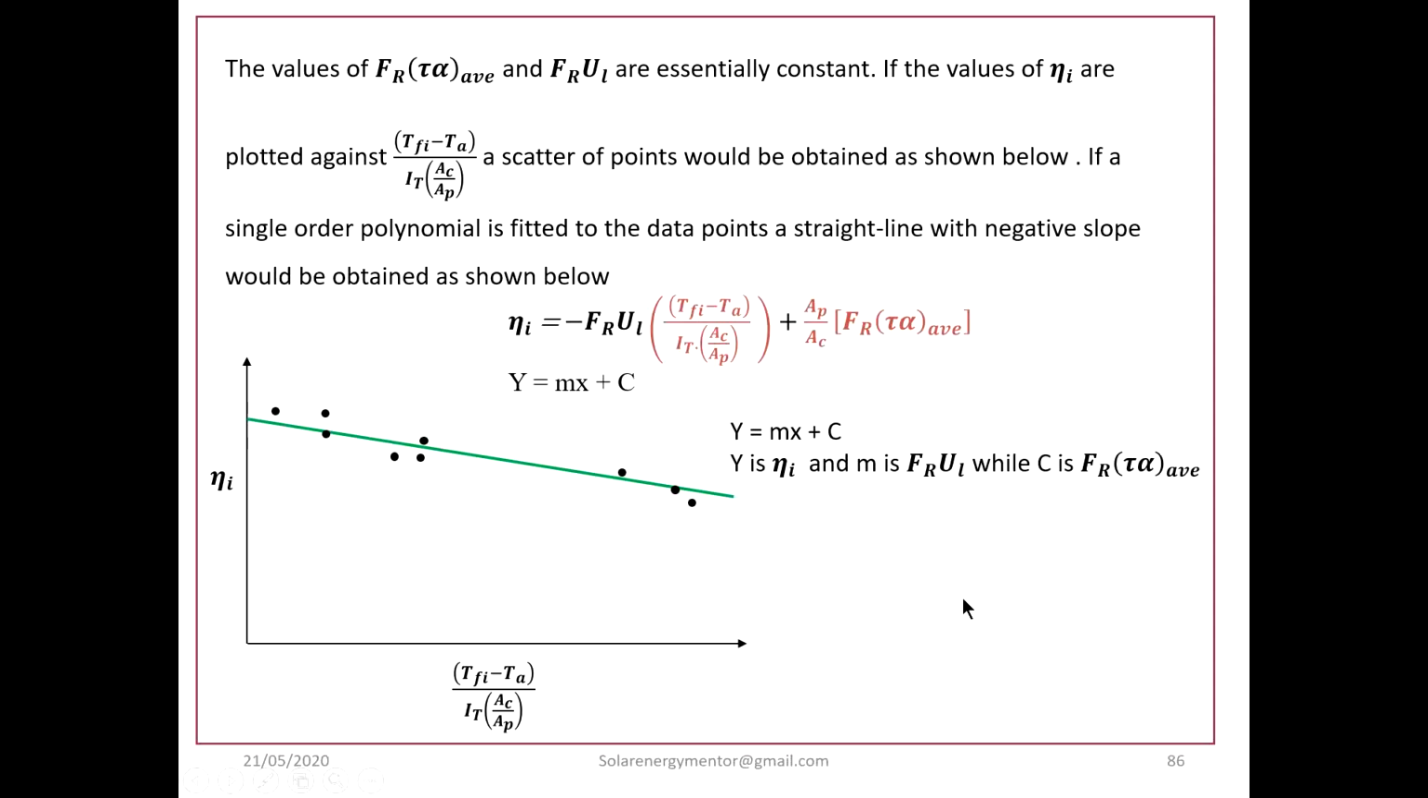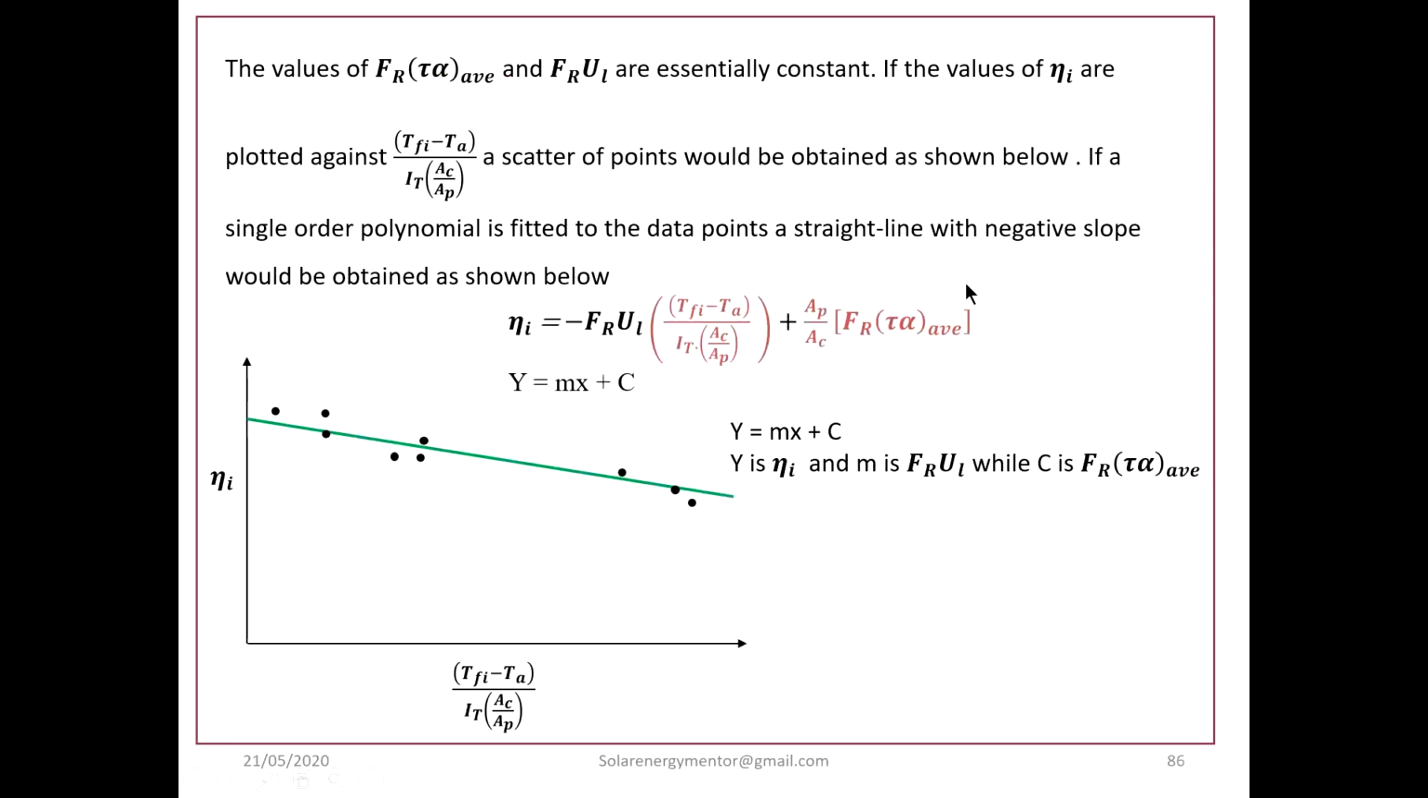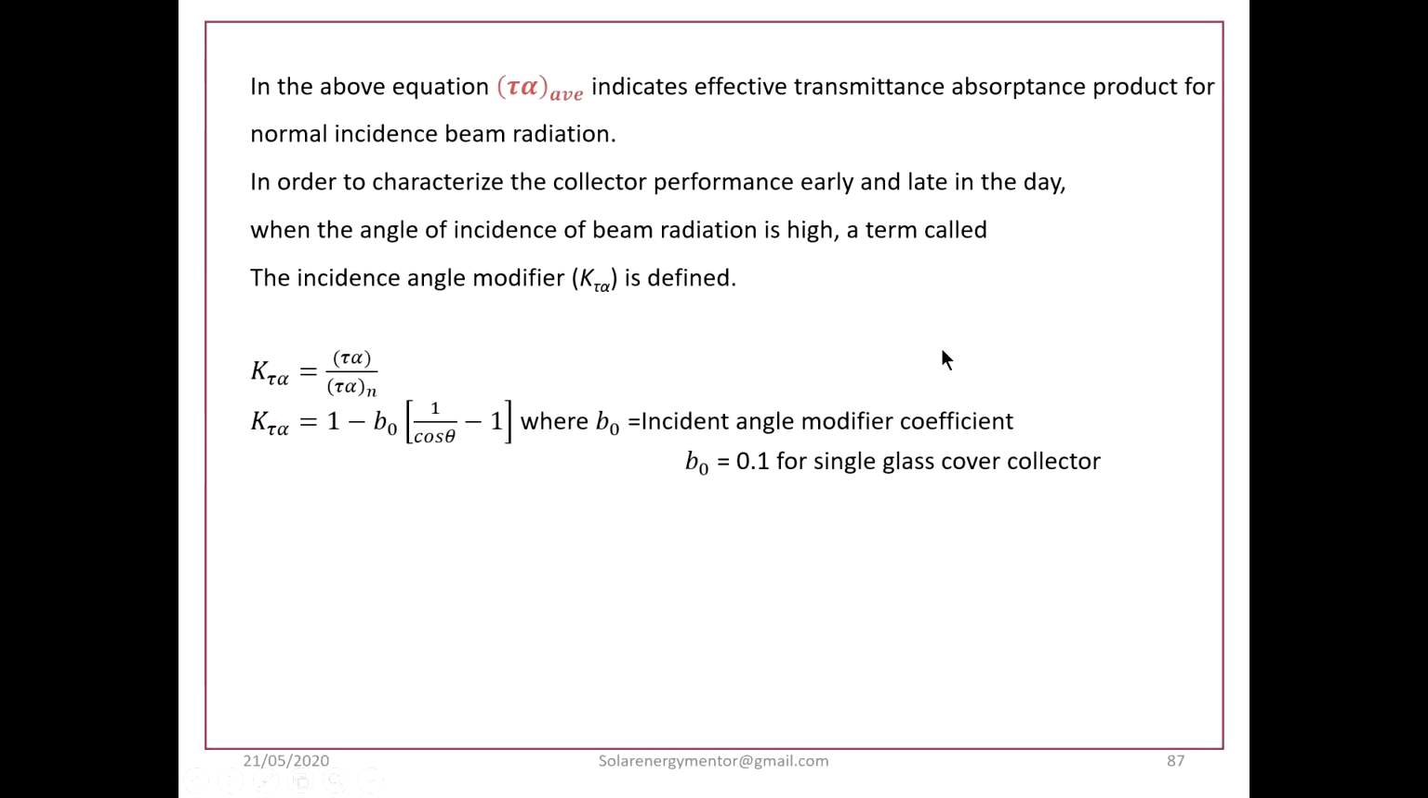Okay, so this you can extract in actual cases of test setup, you get the points from here. In this equation you can see tau alpha average. Now what does this tau alpha average indicate? The tau alpha average indicates the effective transmittance-absorptance product for normal incidence, which is near the solar noon. Now, in order to correct this, what do Indian standards prescribe?